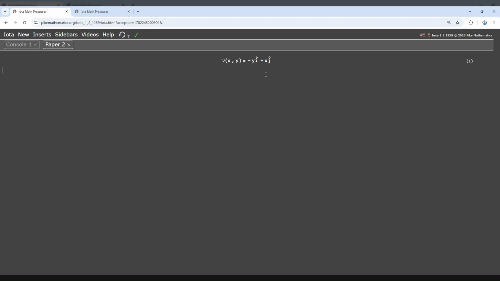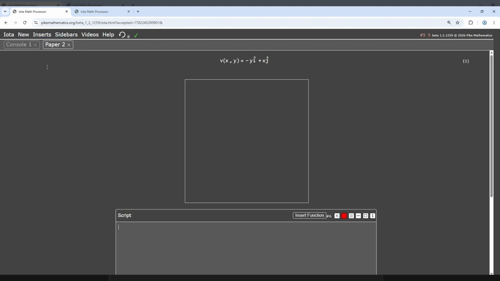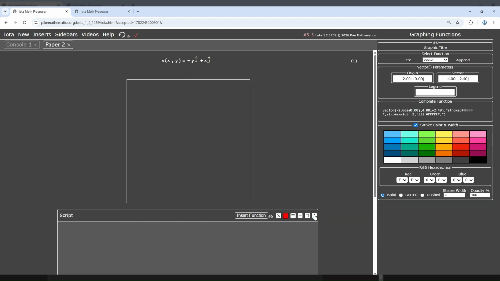For me personally, it's difficult to look at this and understand what the vector field's doing. So I think one good solution is to go ahead and graph it, and then you can gain a little more understanding about the field. Insert function, and so I have to select field. Okay, I've already defined the function, so I'm just going to call it v of x and y, and then we're going to hit test and take a look at it.